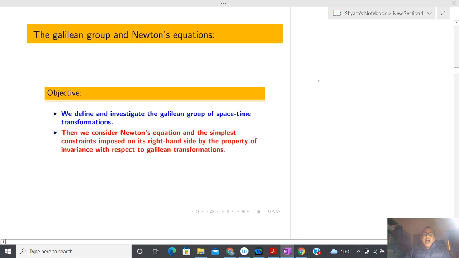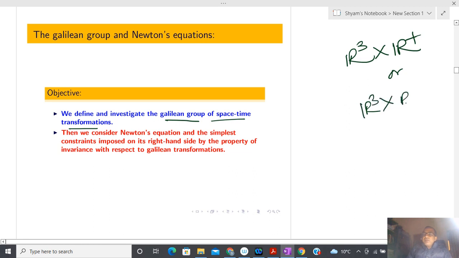Now you can see that I have suddenly written one thing: Galilean group and Newton's law. Here we are trying to understand that the objective is to define and investigate the Galilean group of space-time transformations. Okay, what happens here is that I have a three-dimensional space, and I have time which is moving in the futuristic direction. Engineering people write it like this, but you have to be careful, because sometimes we have to look into the past also.